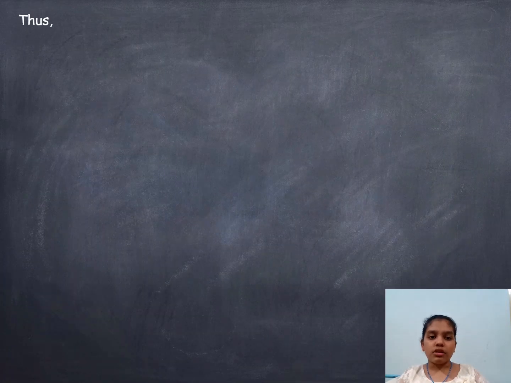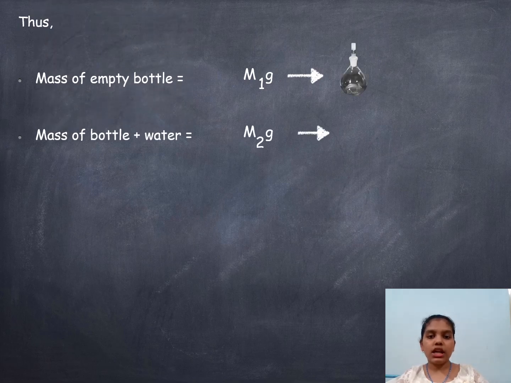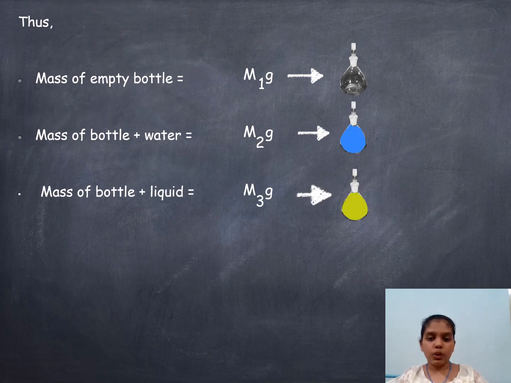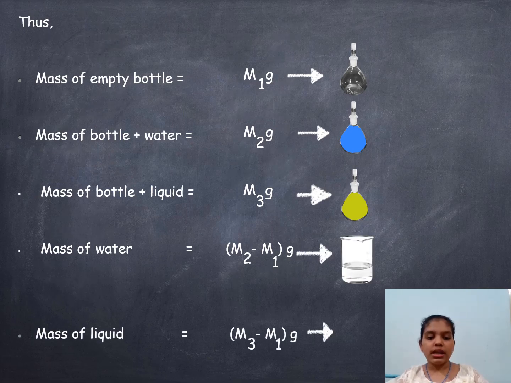Now we have found the values. The mass of the empty bottle is m1 gram. The mass of the bottle filled with water is m2 gram. The mass of the bottle filled with the liquid is m3 gram. The mass of water is m2 gram minus m1 gram, and the mass of the liquid is m3 gram minus m1 gram.